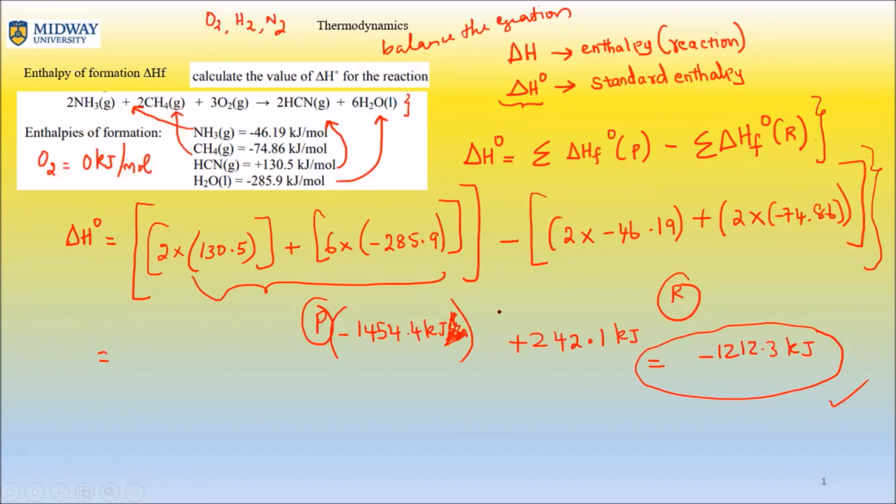And what do you think? I gave in the previous video delta H, and I know this is delta H0, but what do you think? Is this overall reaction exothermic or endothermic? Good, it's exothermic. Why? Because the sign is negative.